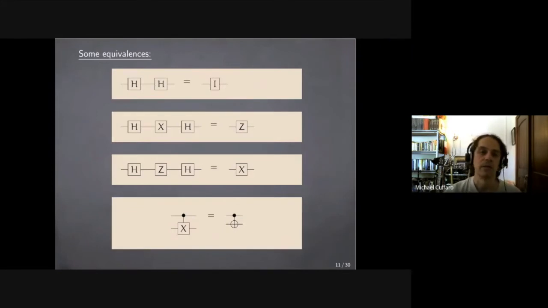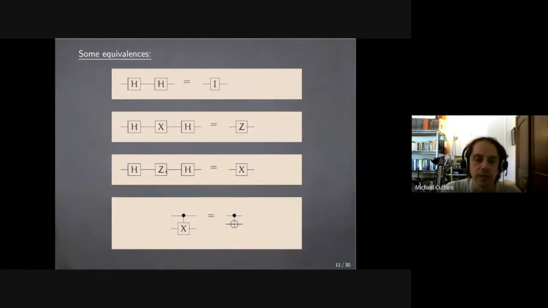Okay, so let's go through just a few basic equivalences between gates. If you chain two Hadamard gates together, that just gives you the identity gate, and that's not surprising because the Hadamard is a unitary gate, and that's just the way unitary gates are. Another sometimes useful equivalence is this one. If you take an X gate and sandwich it between two Hadamard gates, that effectively gives you a Z gate. And the opposite is also true.